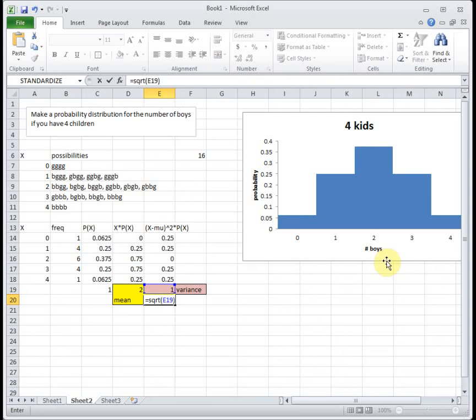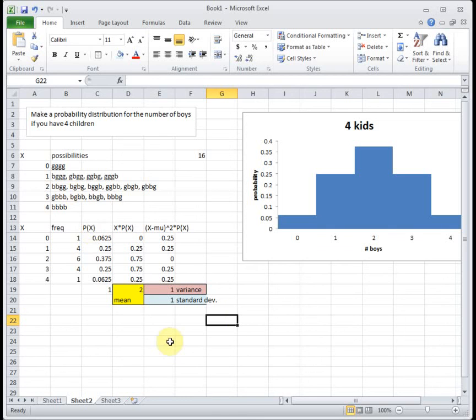So in this case, I'm trying to find the square root of the sum of (x minus mu) squared times p of x, which was our variance. And this one's kind of boring because the square root of 1 is 1. So in this case, our standard deviation is the same thing as our variance. That doesn't often happen, but it just happened to be in this case that the variance and the standard deviation were the same.